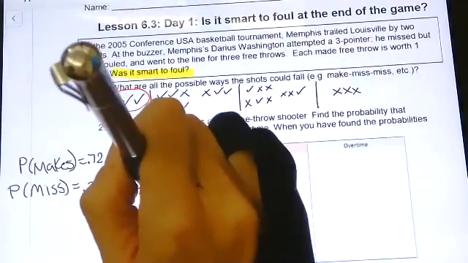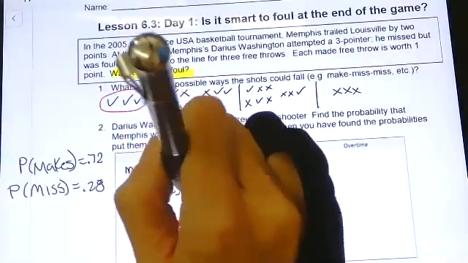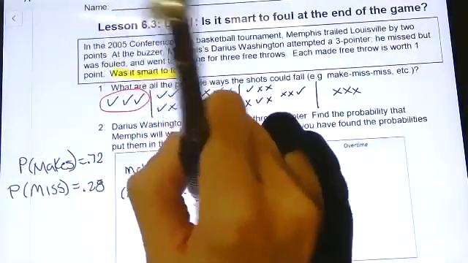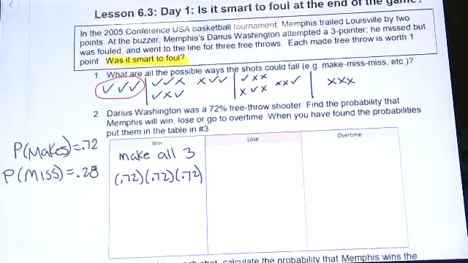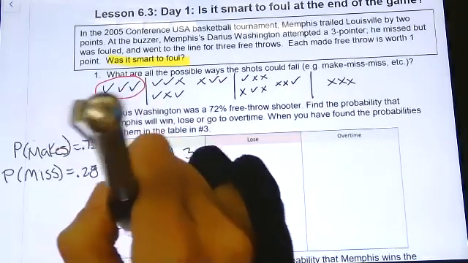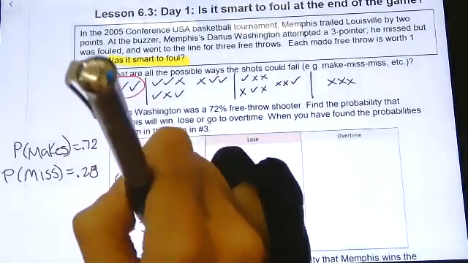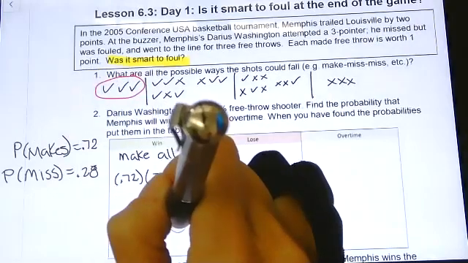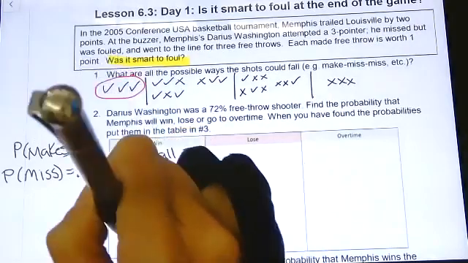He has to make the second shot. They're independent, so we can multiply them together. He has to make the third shot. So to make all 3 shots, 0.72 times 0.72 times 0.72. Yes, I know you can use an exponent, but that would be 0.373. We'll just do 4 decimal places.